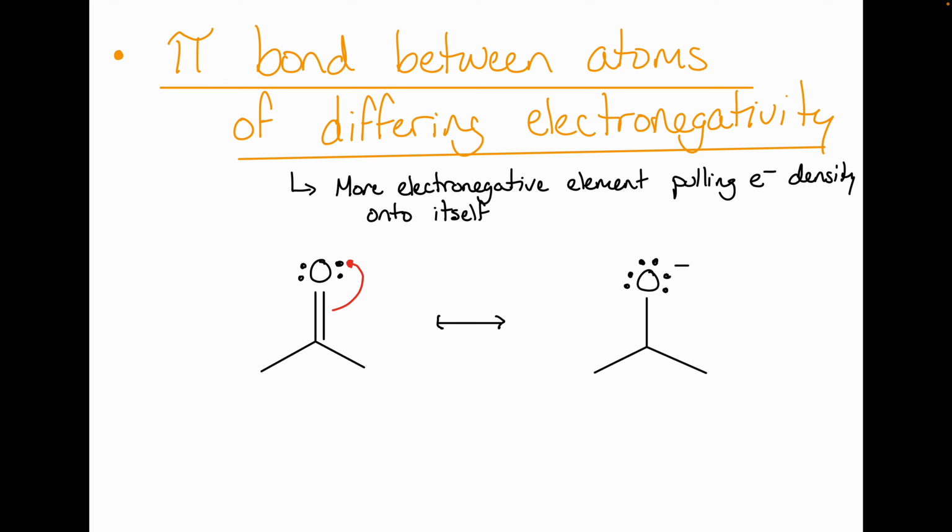All right, so my oxygen took that pi bond and turned it into a lone pair, right? Pulled that electron density onto itself. What am I missing from my structure on the right? Charge, and which charge? Positive charge, right? Because over here my net charge is 0. Over here it better be 0 as well.